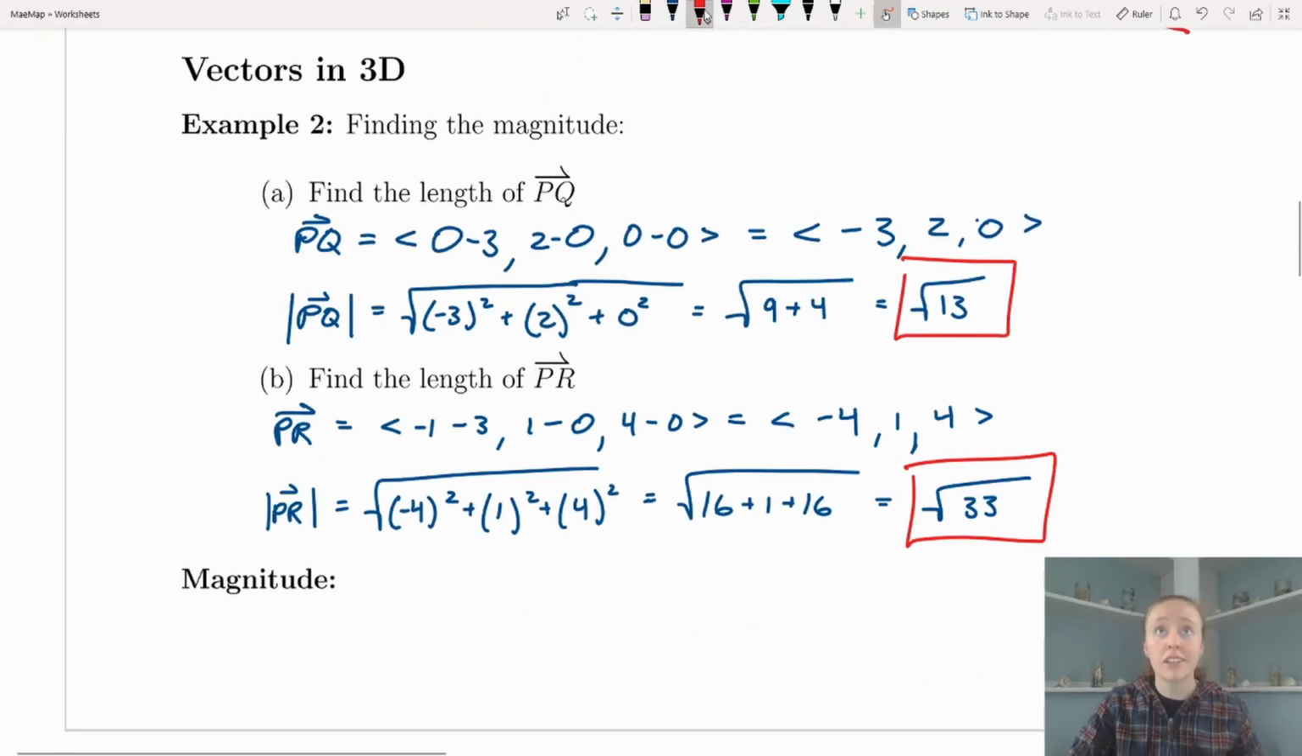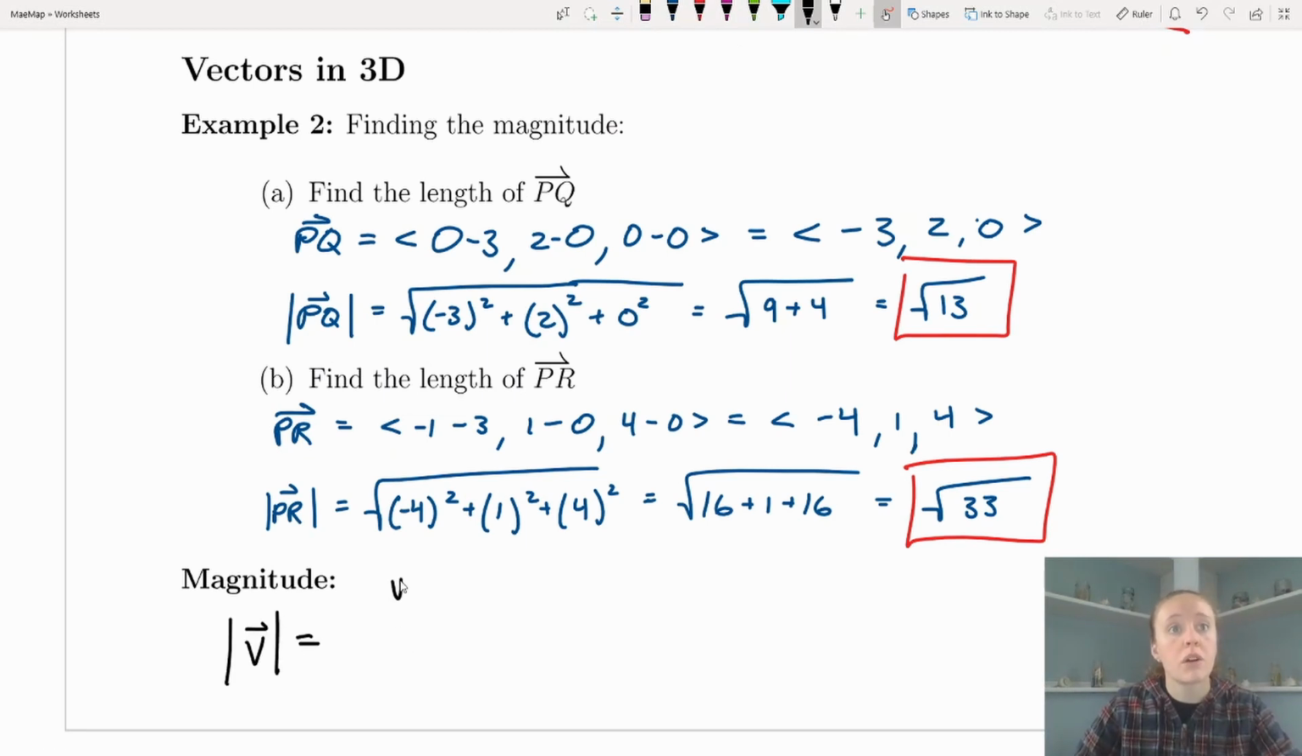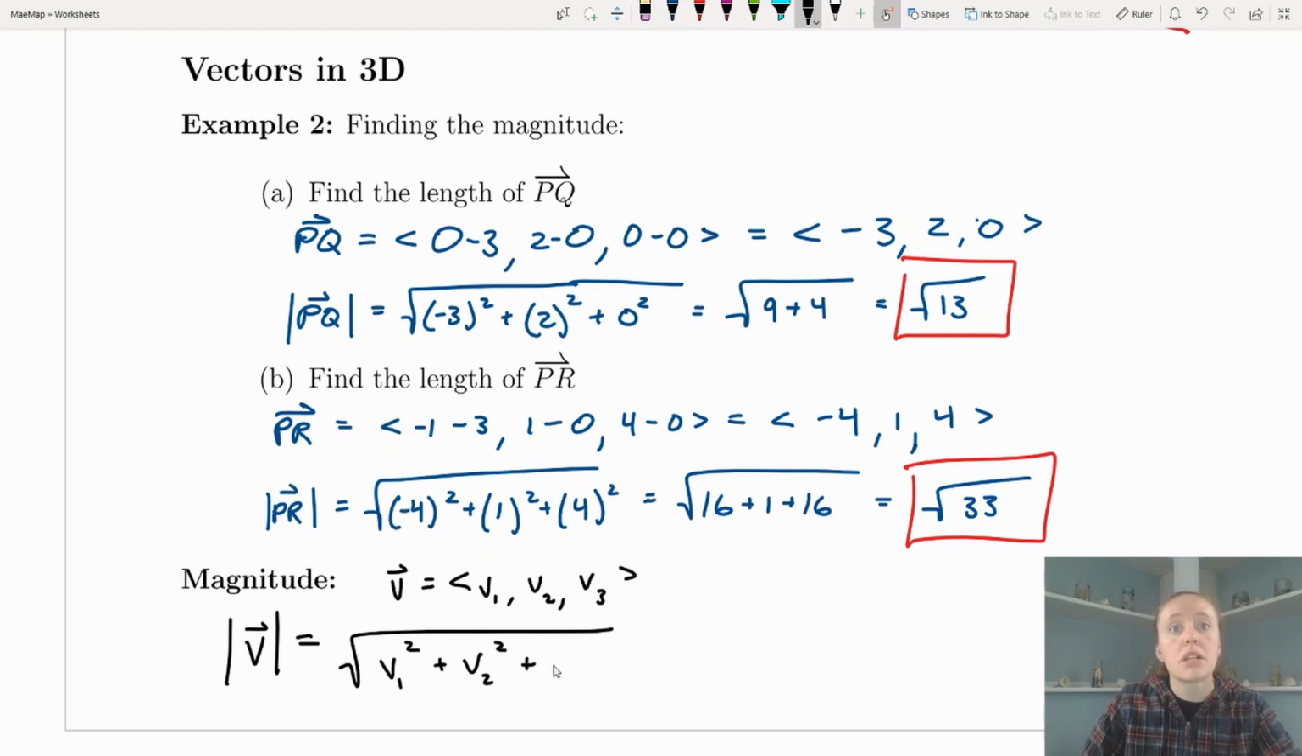So if I was to write the magnitude as a formula, let's say some vector v, where that vector v is v1, v2, and v3 for the components. It's the square root of v1 squared plus v2 squared plus v3 squared. Which, if you think about it, when we have two different points creating that vector, it's the change in x squared plus the change in y squared plus the change in z squared. So it helps us use that Pythagorean theorem to get the distance of the hypotenuse for our triangle.